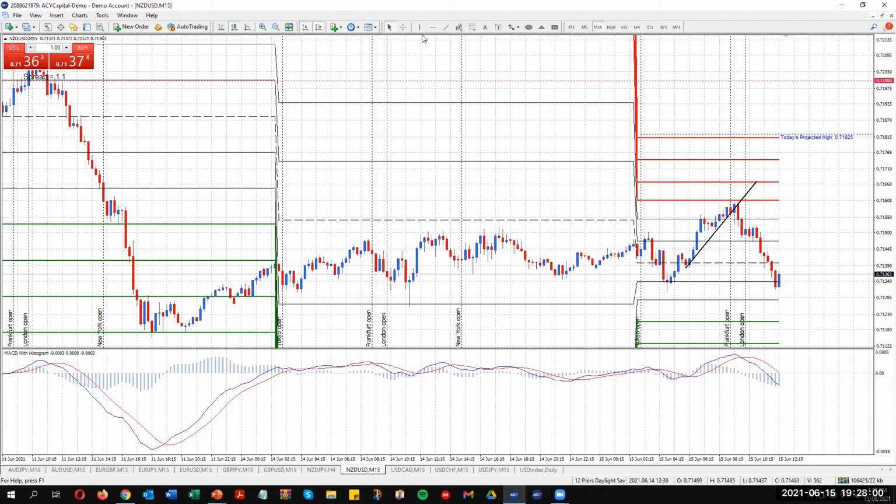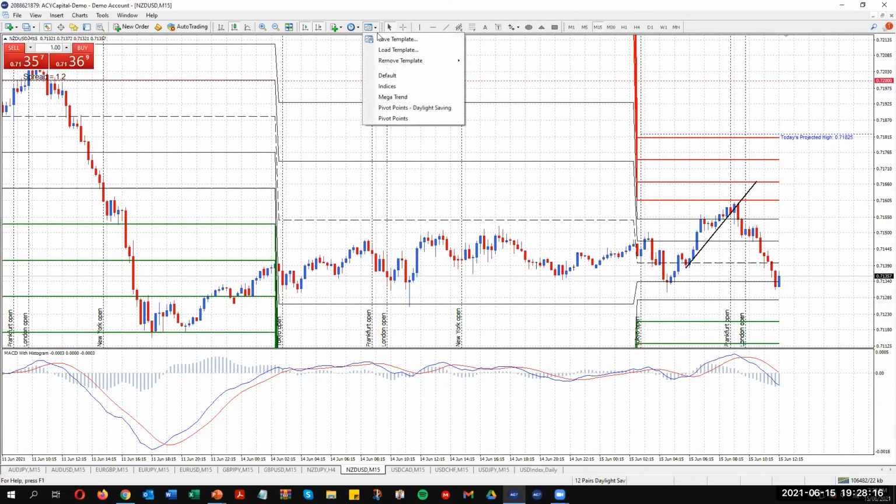And all it's going to do really, on the toolbar itself, is add a few extra buttons in that I use, and it will configure them to how I use them. In this templates drop down, there'll be my templates, which are indices, megatrend, pivot point, daylight saving, and pivot points. It doesn't override anything that you've got there.